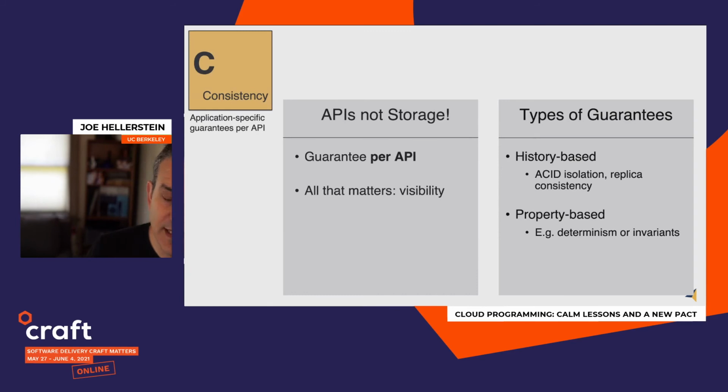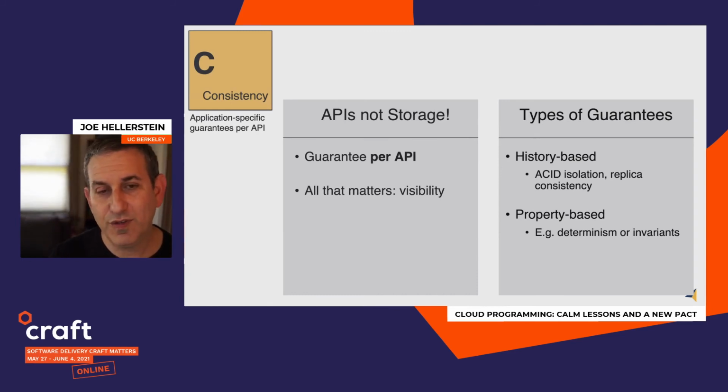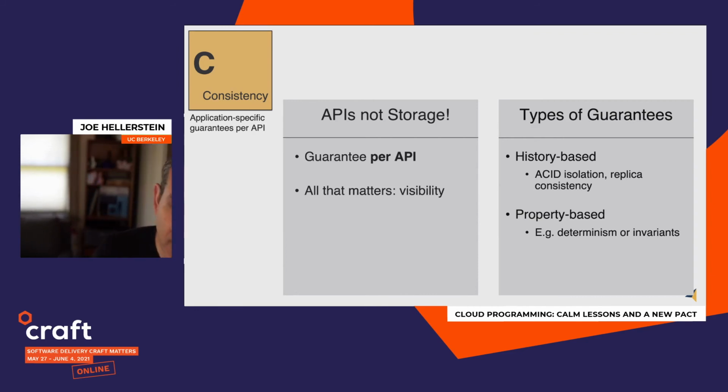And then for consistency, and this is in the theme of that Far Side cartoon with the dog, we're interested in consistency for your APIs, not consistency for storage. You shouldn't care about storage. You should care about your documented APIs. So you want a consistency guarantee for each API.